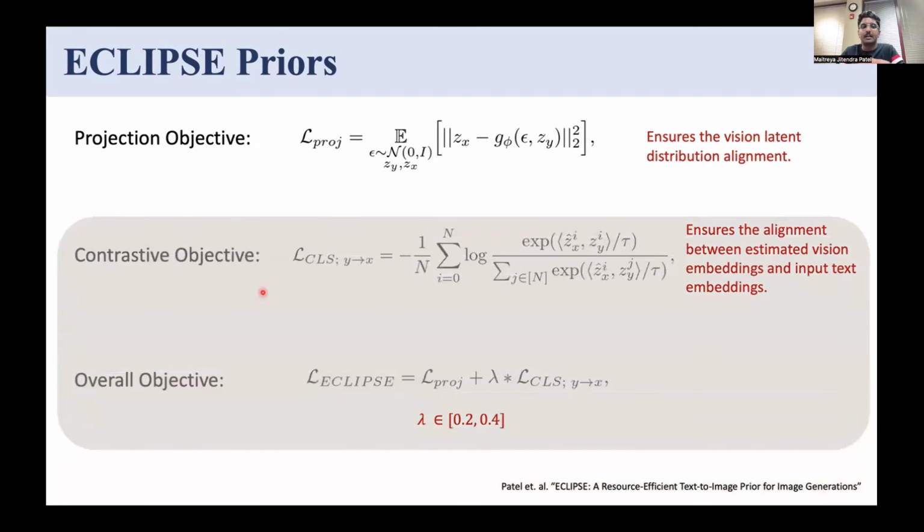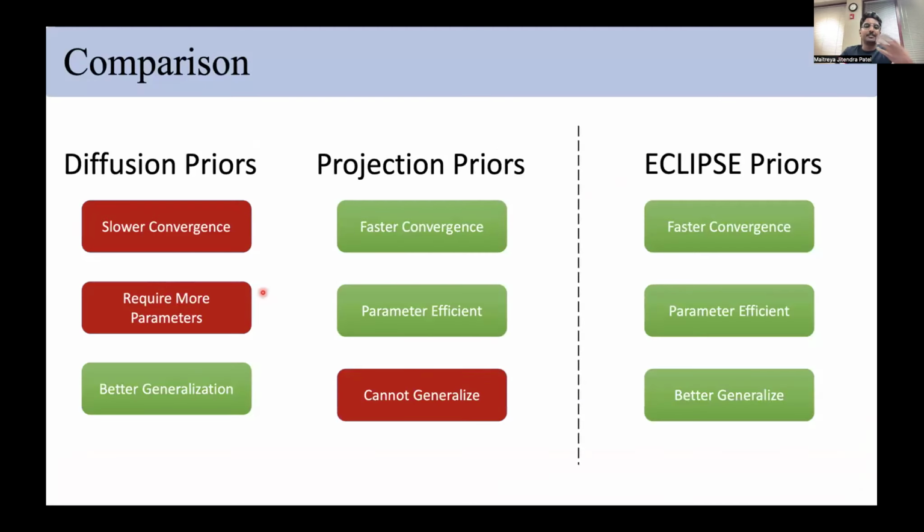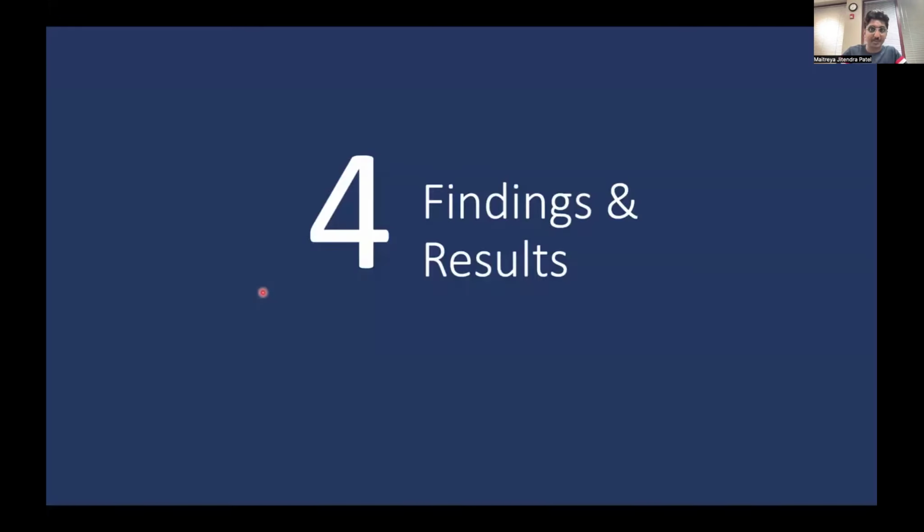Overall, we found that adding this contrastive objective along with the projection objective drastically improves the generalization of these models. So if you look at the overall comparison, ECLIPSE priors are able to achieve faster convergence, are more parameter efficient, and are able to generalize even better than the diffusion priors. Okay, so that was the overview. Let's talk about the numbers, like how good ECLIPSE priors are.